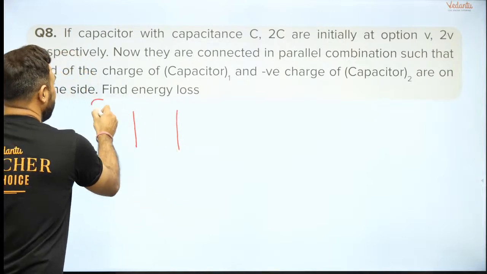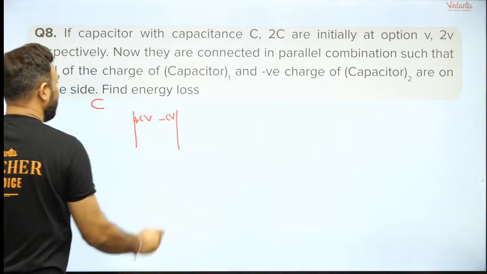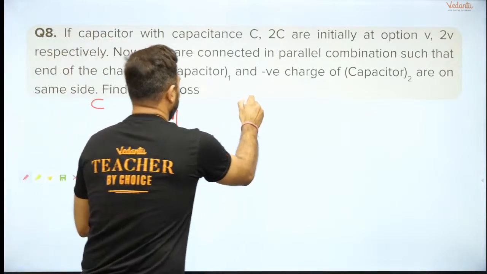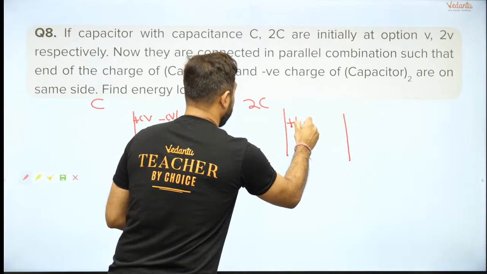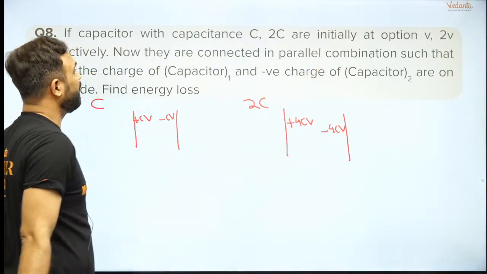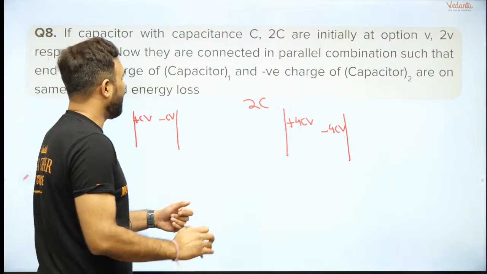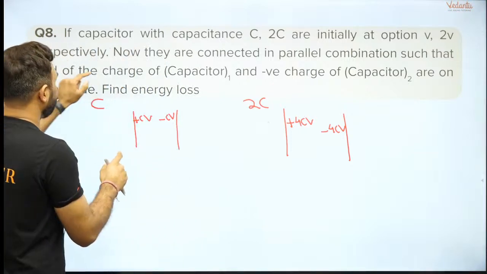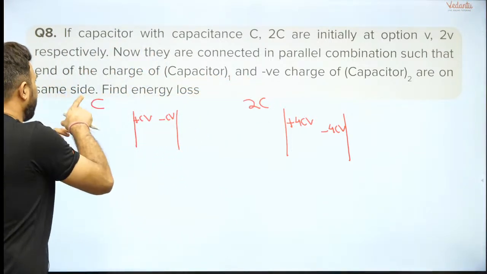Let's move on to another problem. This was a real good problem. There were two capacitors. How were they attached? There was a capacitor of capacitance C having voltage V, so having charge plus CV and minus CV. Then there was another capacitor of capacitance 2C. What was the voltage? 2V. So plus 4CV and minus 4CV. Capacitance into voltage, voltage is 2V.